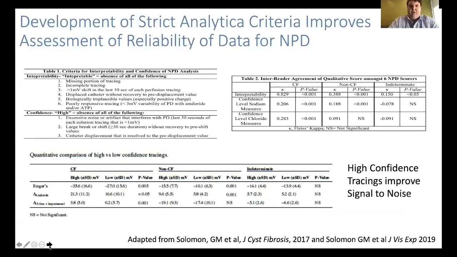This allowed us to define strictly analytical criteria to improve the assessment of reliability of data for NPD, which we published more recently. Using this in a multi-reader study, we were able to show significant inter-reader agreement of the qualitative score amongst several expert CF readers. When looking at the quantitative comparison of high versus low confidence tracings, we found significantly higher discriminant ability for CF versus non-CF and the indeterminate range in high confidence tracings due to improved signal to noise ratio.